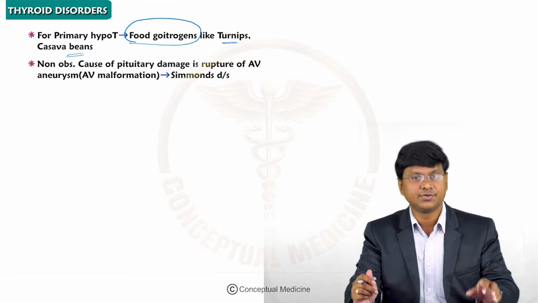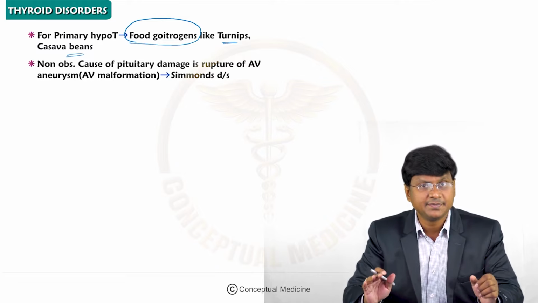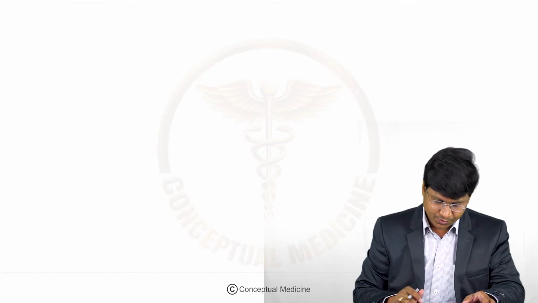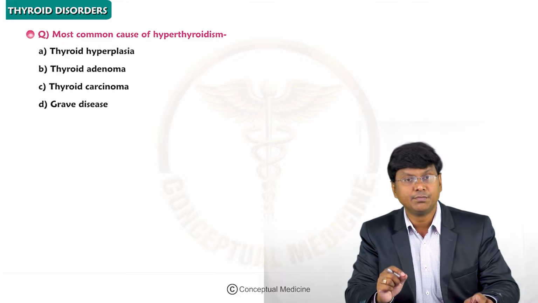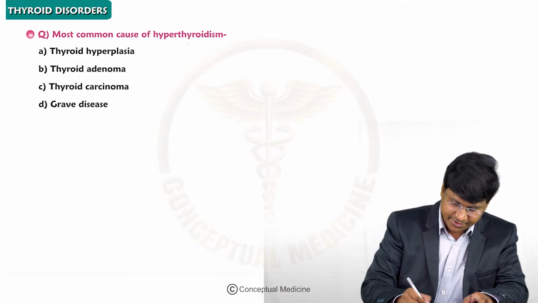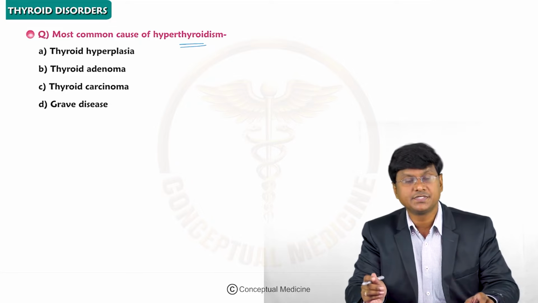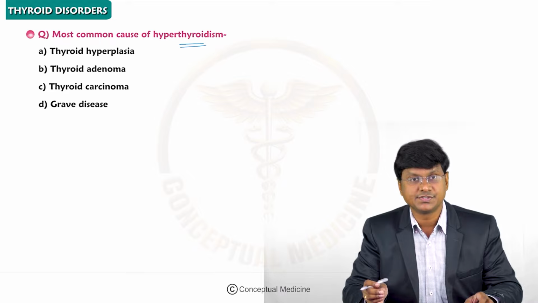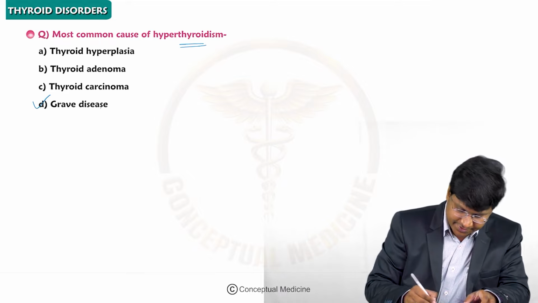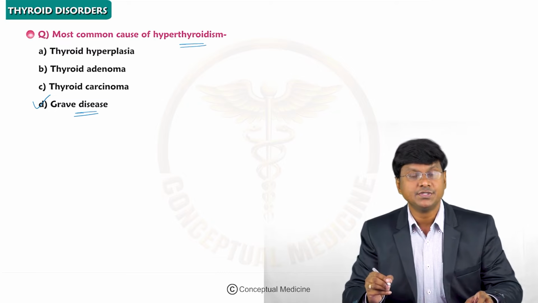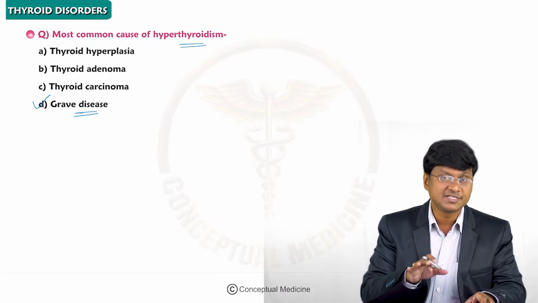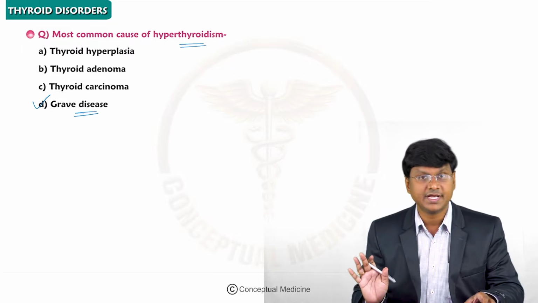Now, let me discuss the etiologies causing hyperthyroidism. So, you see this question: the most common cause of hyperthyroidism is, the options are thyroid hyperplasia, thyroid adenoma, thyroid carcinoma, Graves' disease. Let me tell you, the most common cause for hyperthyroidism is Graves' disease. Now, Graves' disease, what type of disorder is this? It is an autoimmune condition. Let me discuss all the etiologies causing hyperthyroidism.